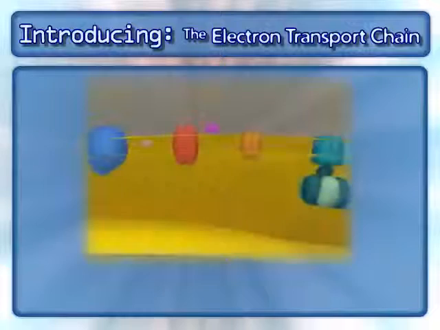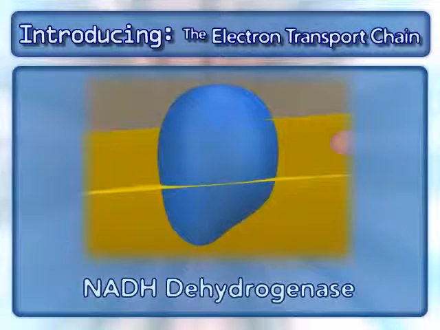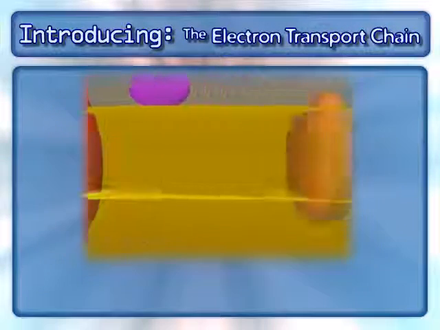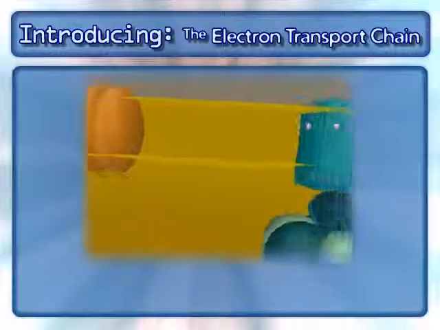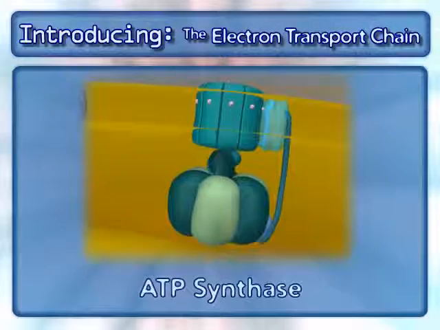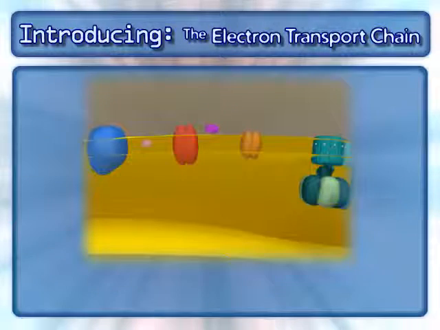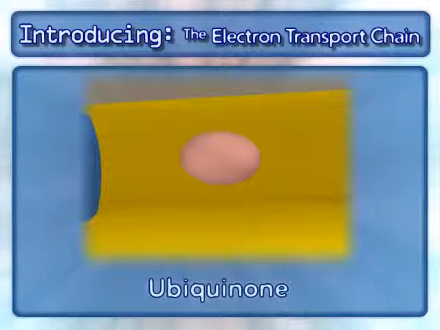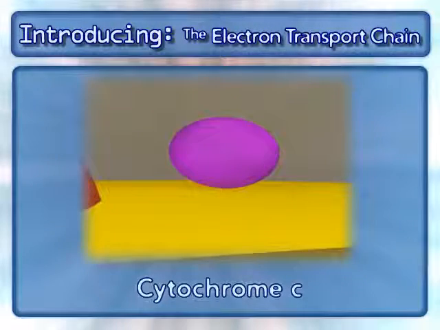The following complexes are found in the electron transport chain: NADH dehydrogenase, cytochrome BC1, cytochrome oxidase, and the complex that makes ATP, ATP synthase. In addition to these complexes, two mobile carriers are also involved: ubiquinone and cytochrome C.